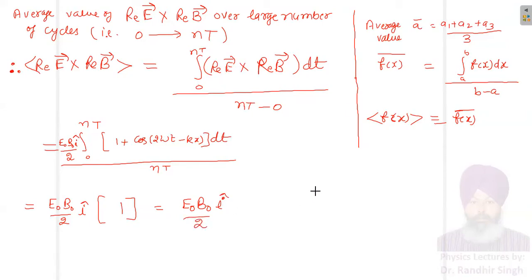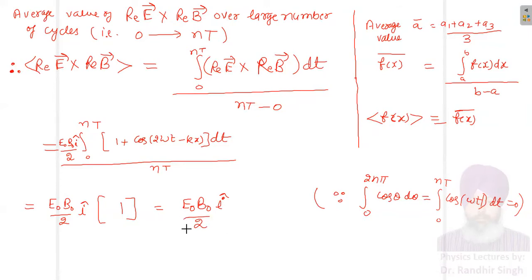So kindly remember that the integration of cos theta d theta from 0 to 2n pi, or you can also write it like this: integration from 0 to nT of cos of any multiplier of omega t dt is always 0. This answer is always 0. So this integration will be solved very easily.